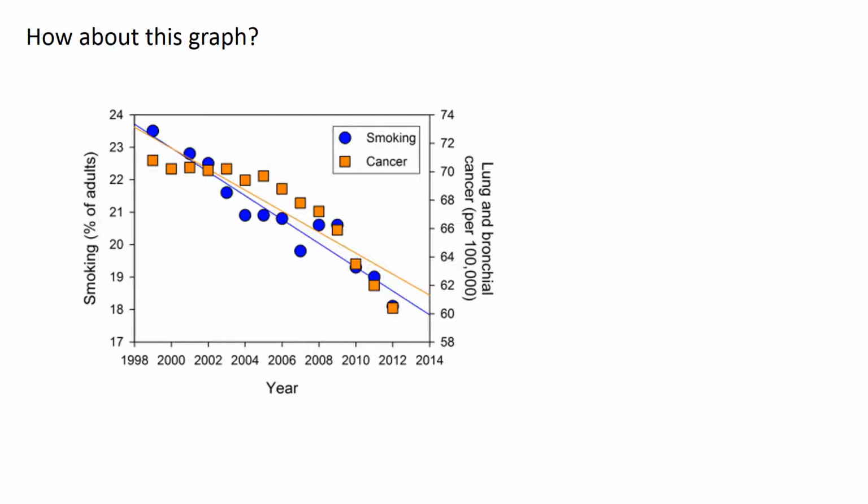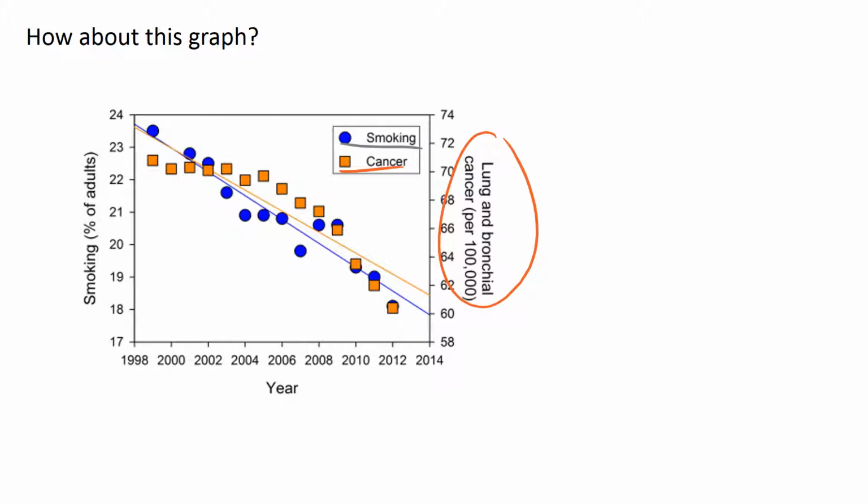But here's another graph showing the decreasing rates of smoking here in blue compared to the decreasing rates of cancer, specifically lung and bronchial cancer, which you can see on this axis in orange. And so this is actually a case where we can draw some kind of link between these two decreases. But it's not because of just the decrease matching the decrease. It's because we already have a scientifically proven link between smoking and lung and bronchial cancer.